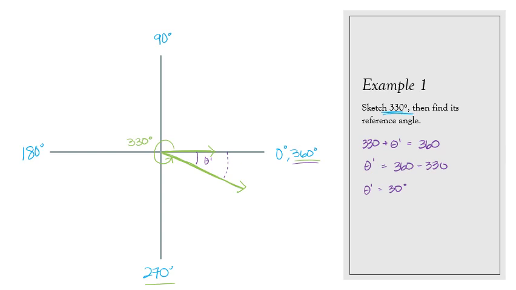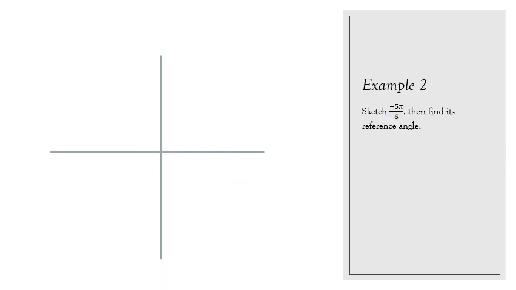Okay, let's look at another example. This time, let's use radians. So we've got radians here. We're supposed to sketch negative 5 pi over 6 radians and then find the reference angle. Okay, so it's very similar to before.